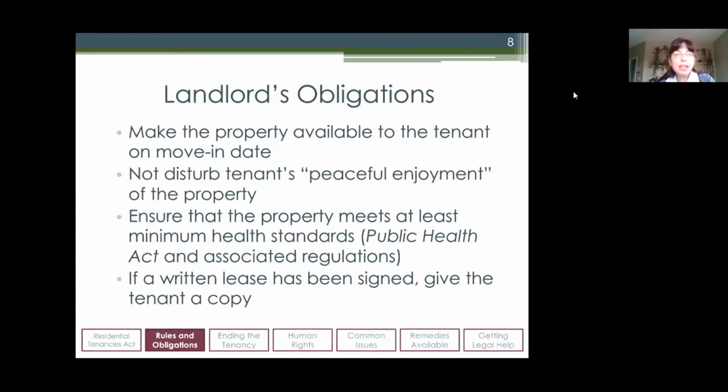So when it comes to legal relationship, each party has rights and obligations. Let's talk about the landlord's obligations first. So what they have to do under the law to provide you with a living space that you would call your home. So they have to make the property available on the move-in date. Sometimes it could be earlier if they have space vacant, cleaned and emptied by the previous tenant already, but it has to be on the move-in date, cannot be later.